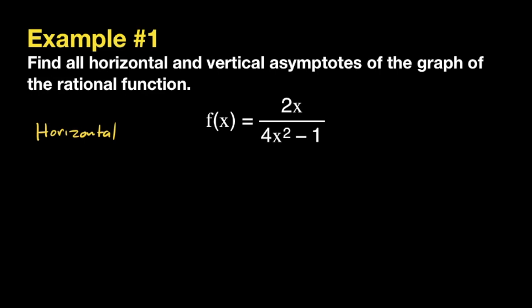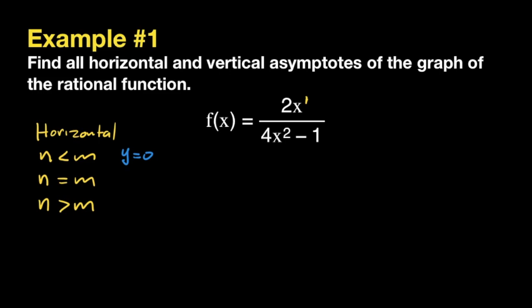And we have three cases. It's either n is less than m, n is equal to m, or n is greater than m. In this problem, we see that n is 1 and m is 2. So the exponent in the denominator is greater than the one in the numerator. So we are going to get our first case, and our first case is y is equal to 0. So in this case, our horizontal asymptote is y is equal to 0.